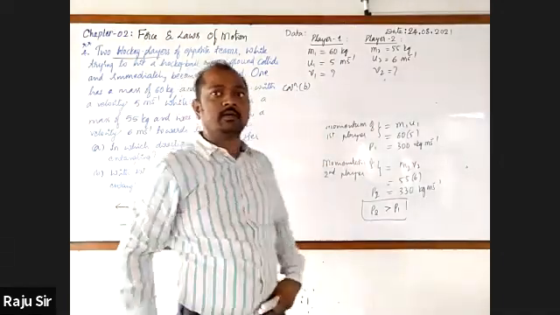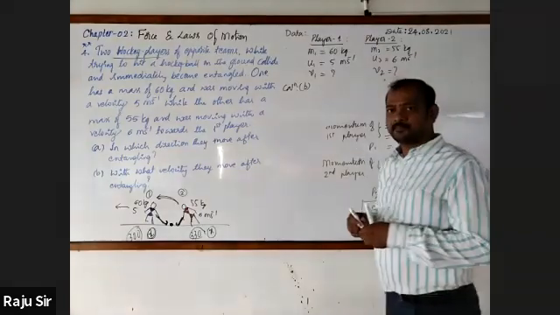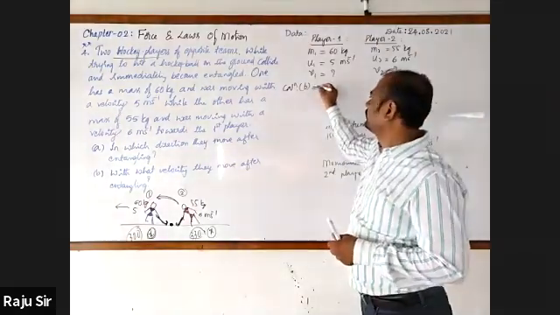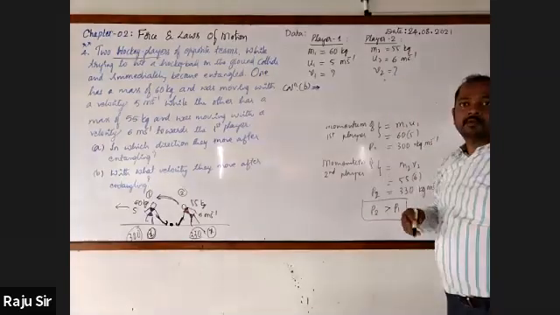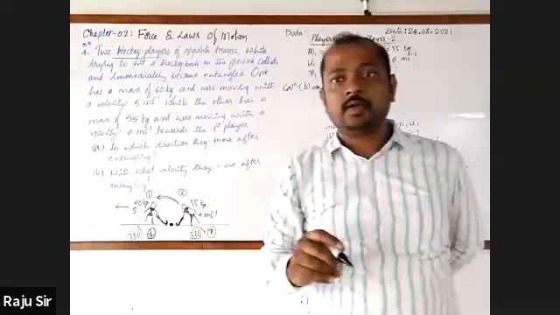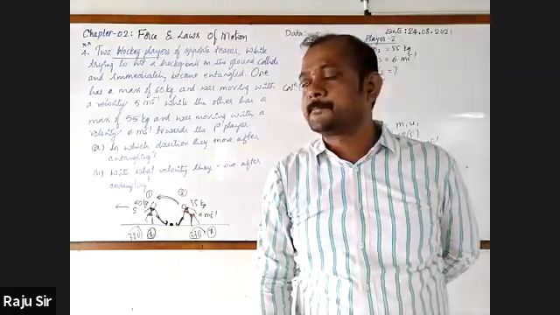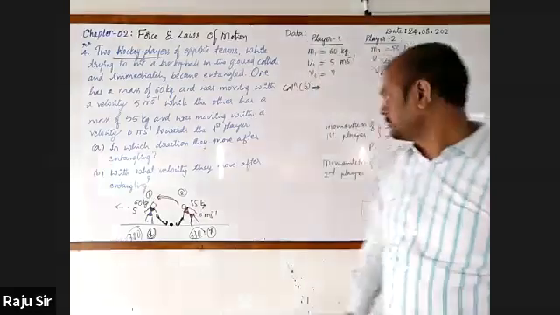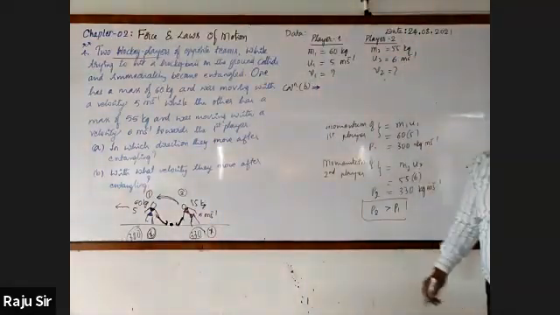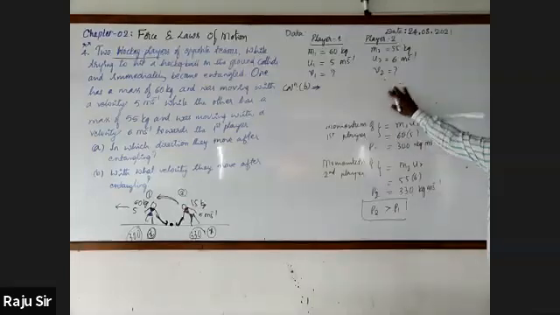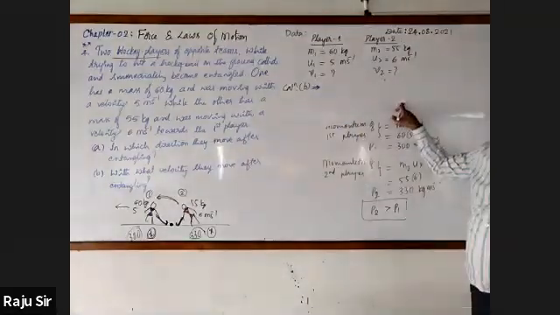Sir, in the momentum of second body, you have written M2 V2. It should be M2 U2. Okay, now let's go on to the second one. Just tell what sentence should be written.